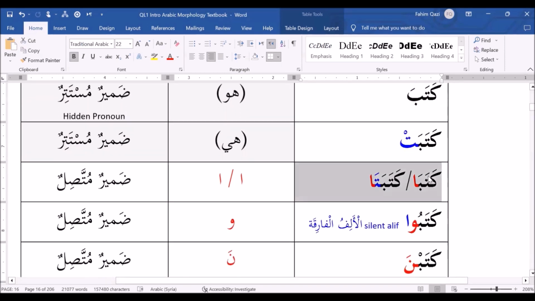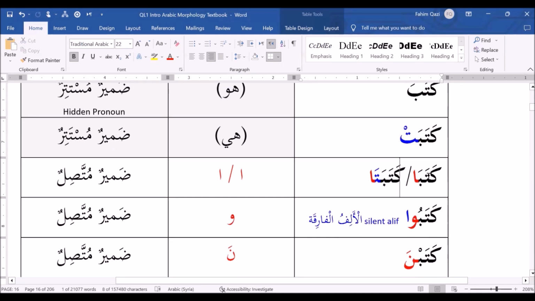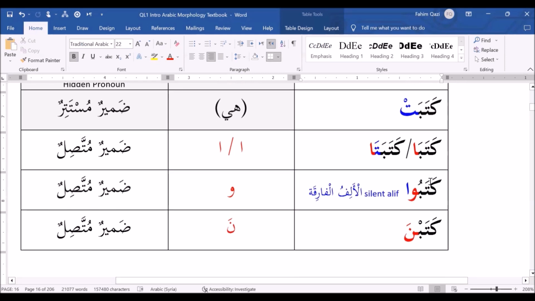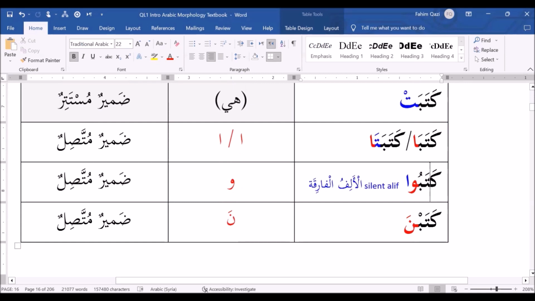And then of course you have kataba, katabata. Again, you see the blue ta here. For katabat there's a blue ta, and for katabata there's a blue ta. What does this blue ta mean? It means that the fa'il is feminine, and it's not a pronoun. So remember, it's not a pronoun. Katabu, you've got your alif al-fariqa, which is silent, and I'm going to use blue as the color for that. And then finally, katabna.